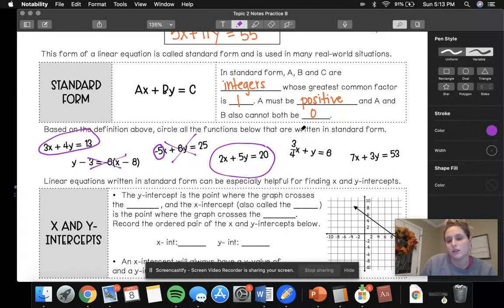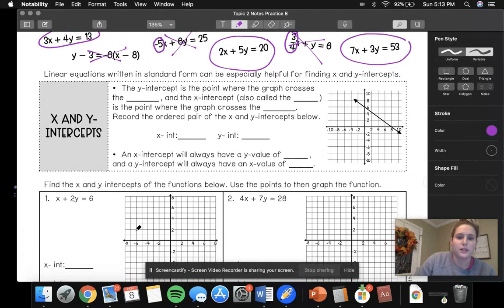The second to last one, 3/4 x plus y equals 6. This right here is not an integer, it's a fraction, it's a rational number. So technically, because this is not an integer, it's not yet in standard form. We could put it in standard form and we will later, but not right now. And then this very last one, a, b, and c are all integers, and a is positive, and these are not 0, so this is also in standard form.